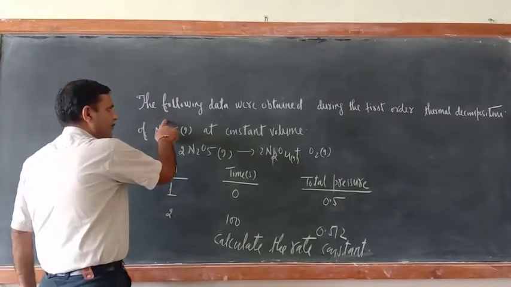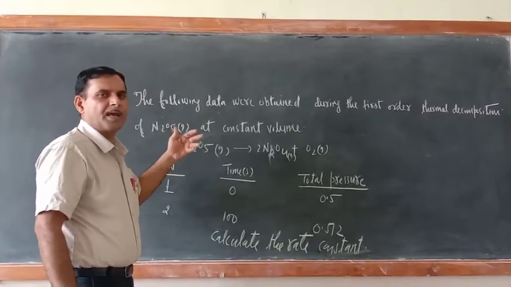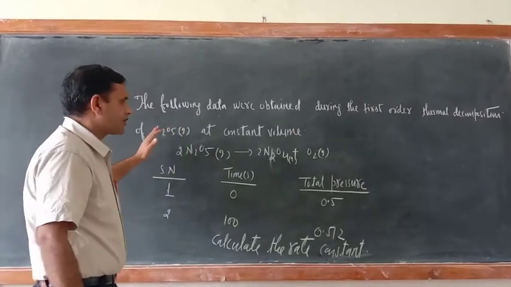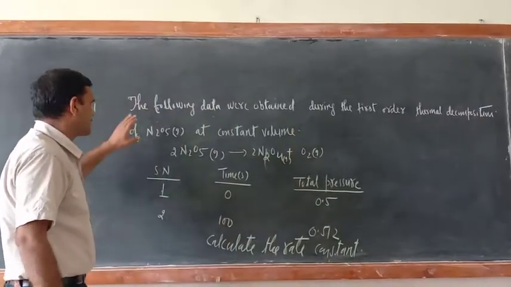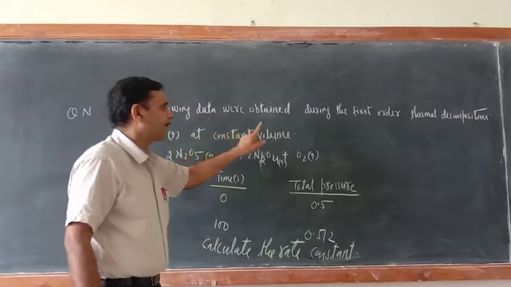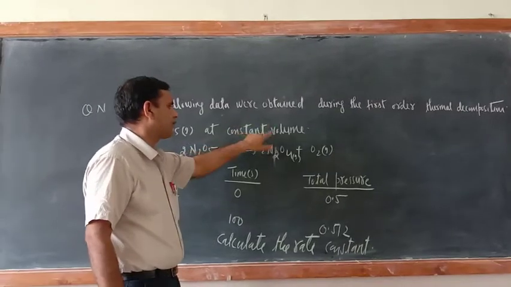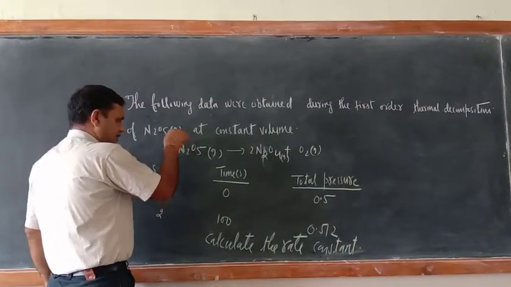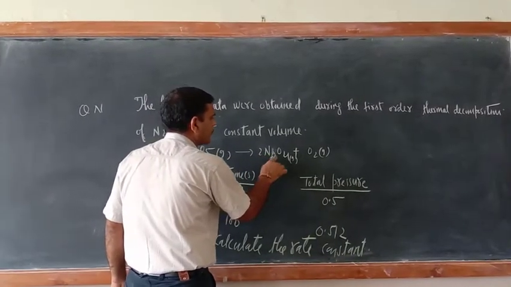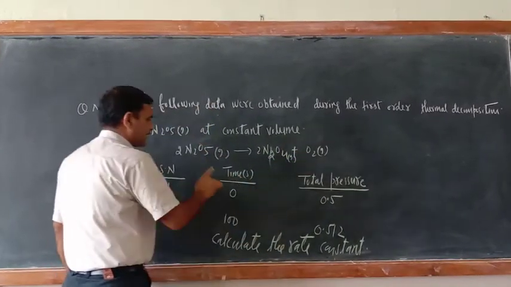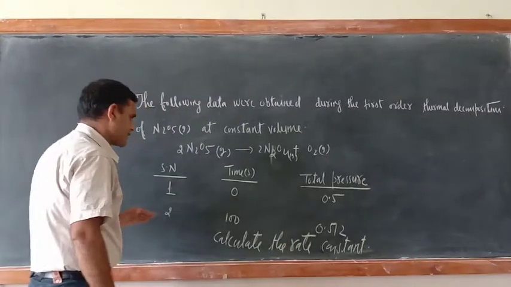So I hope that you have calculated, but what I am thinking is that some of you may have problem in solving this question. So for the sake of your simplicity, I am solving this question. Just see, the following data were obtained during the first order thermal decomposition of N2O5 gas at constant volume. So just see, this is the question part only. 2N2O5 gas giving 2N2O4 plus O2. Just see, this is also gas, this is also gas, this is also gas.